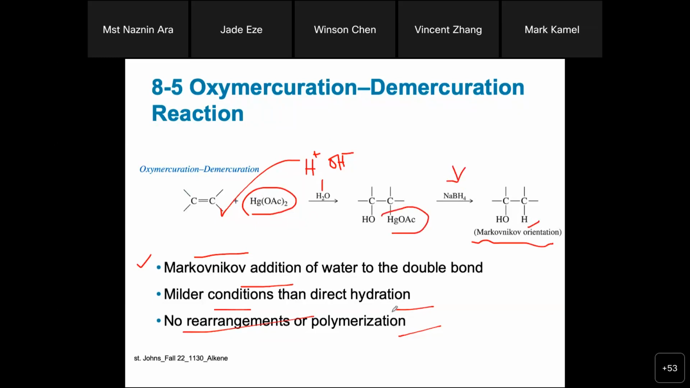So when this type of reaction comes, they cannot do direct hydration, and that's why we need this kind of catalyst. That's why they say it is a milder condition than the direct one, and no rearrangement or polymerization happens here.